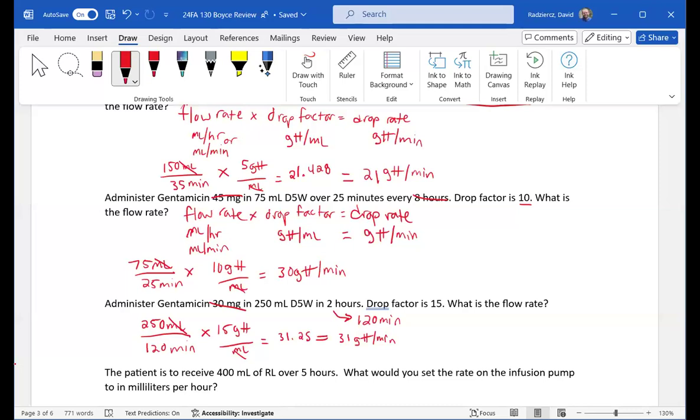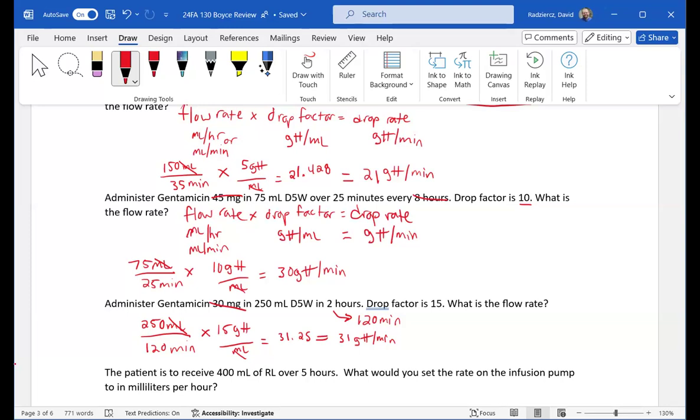I'll show you both. But if there's a drop factor there, and it's 75 milliliters of a medication in 25 minutes, they're asking for the drop rate. But I'll show you how to calculate flow rate as well with this. So my answer for this would just be the 30 drops per minute.